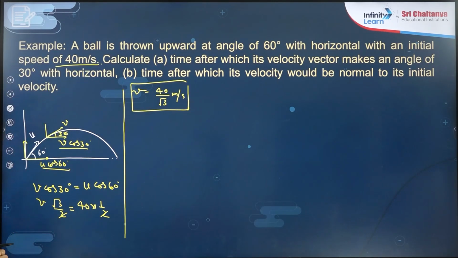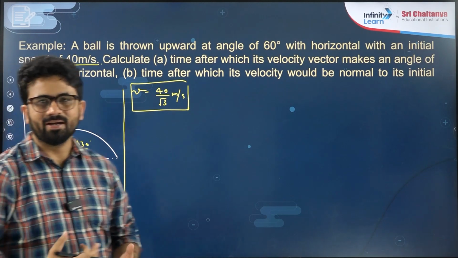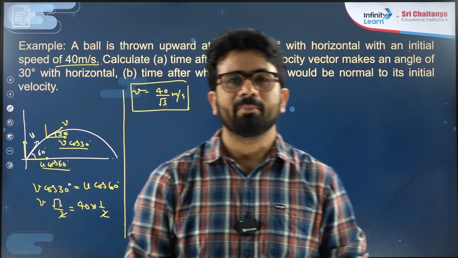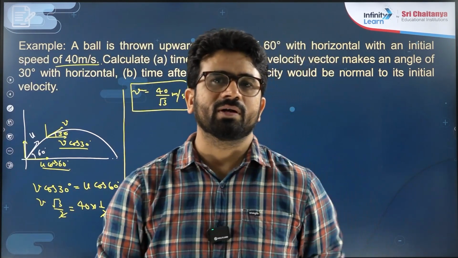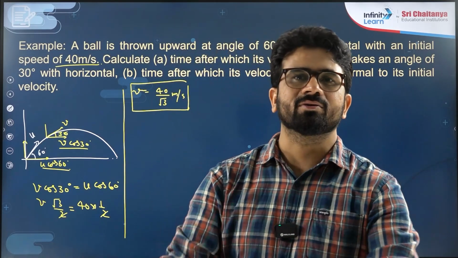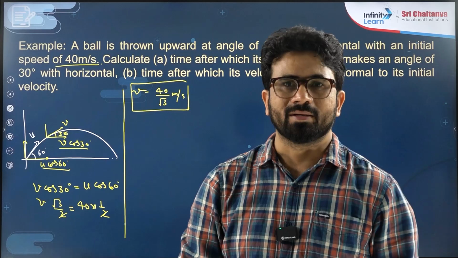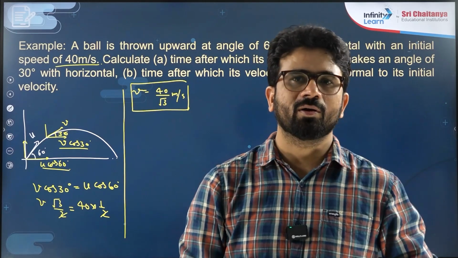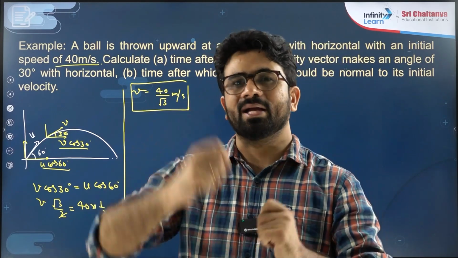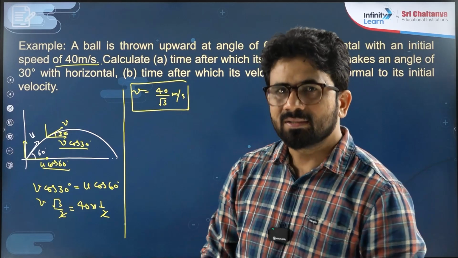But for time, I already told you in the starting, time is always calculated from vertical motion. Horizontal motion does not tell the time. Why is it not telling? Because speed is constant. Velocity is not changing in the horizontal direction. Only the vertical direction is changing, so that can give you the time.